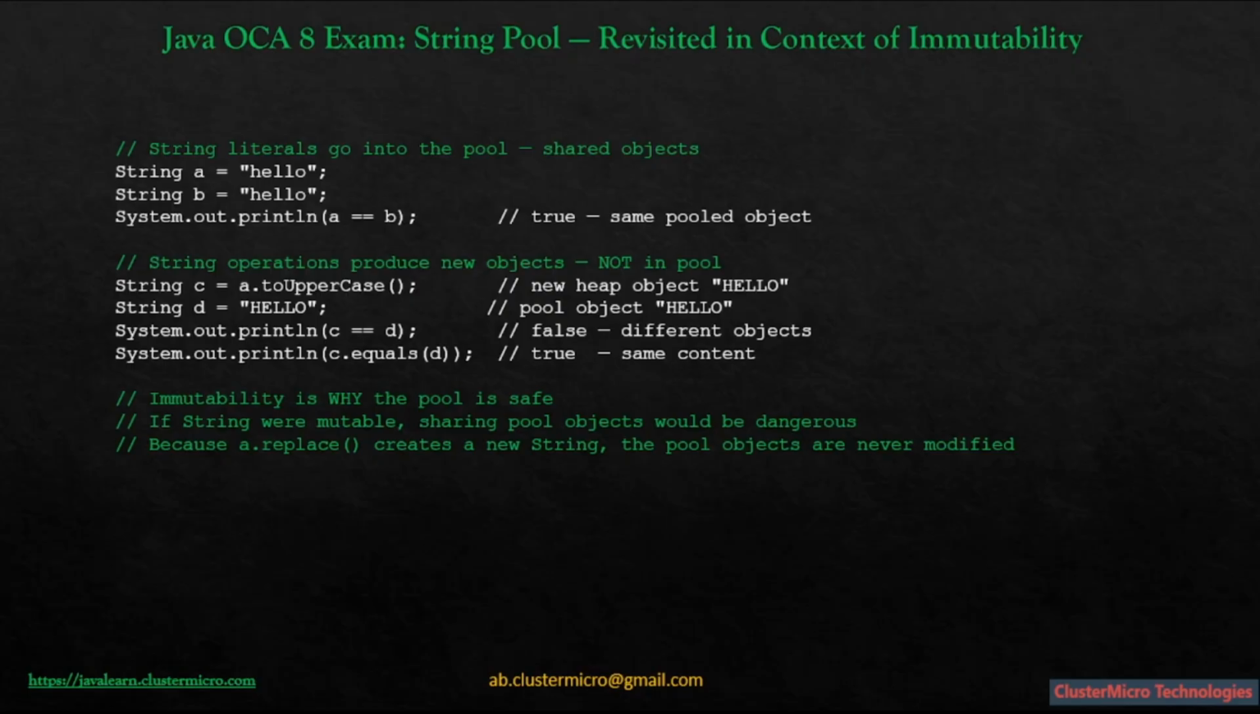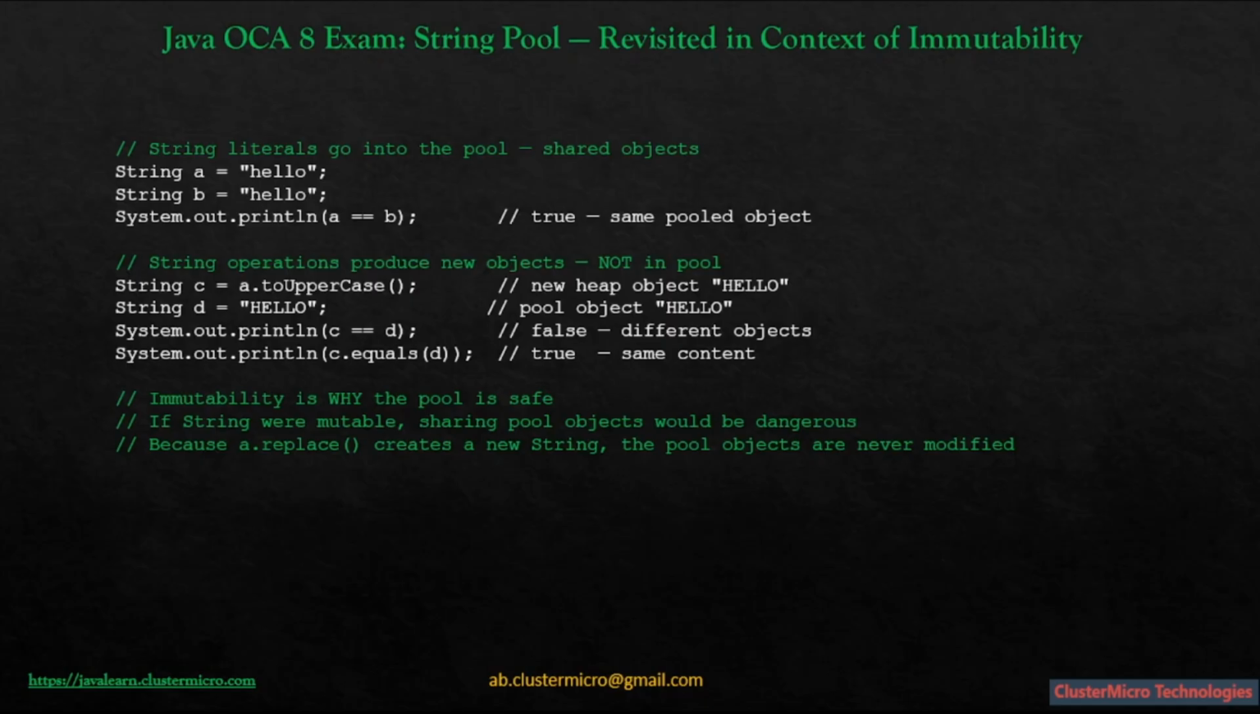So why does immutability make the pool safe? If String were mutable, sharing pool objects would become very dangerous. Think about what would happen if String were mutable and two variables shared the same pooled object. If one variable changed the content, the other variable would see the change, a silent, invisible side effect. Because String is immutable, this can never happen. When you call replace or toUpperCase or any other method, Java always creates a new object. The pooled object is never touched. It is perfectly safe for 1,000 variables to share the same pooled string, because none of them can ever modify it.